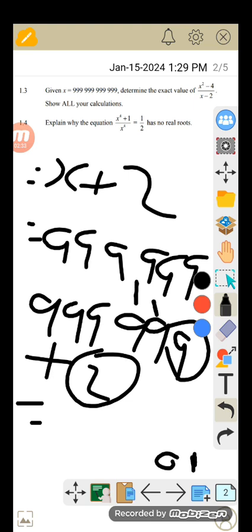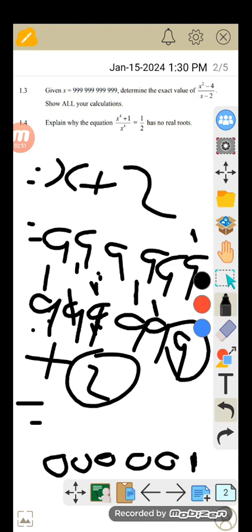You see? 1 plus 9 is what? Is 10. You write 0 and carry 1. And you keep doing the same for each 9: 1 plus this 9 is 10, you write 0, you carry 1.